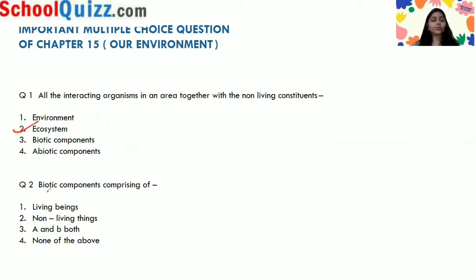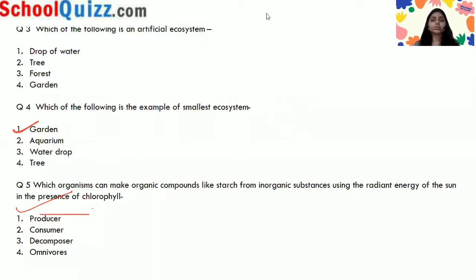Question number 2: biotic components comprise of living beings, non-living things, A and B both, or none of the above. This is obvious. The answer is the living beings. This is simple.